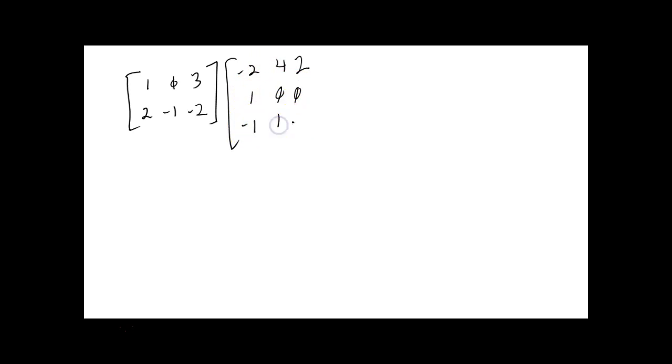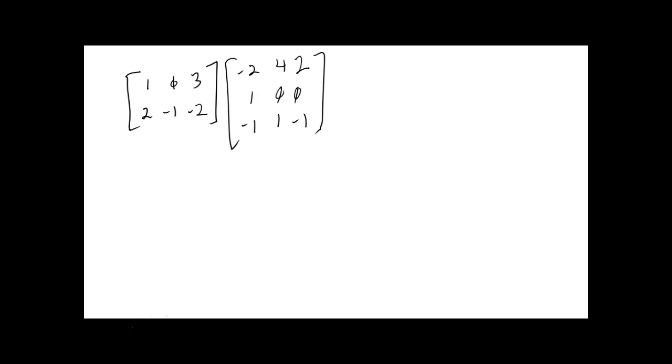The first of these is, and I usually read across, you can read down if you want to, 1, 0, 3, 2, negative 1, negative 2. That's the first matrix. The second matrix is negative 2, 4, 2, 1, 0, 0, and negative 1, 1, negative 1. And they have them set up as if they're going to multiply.